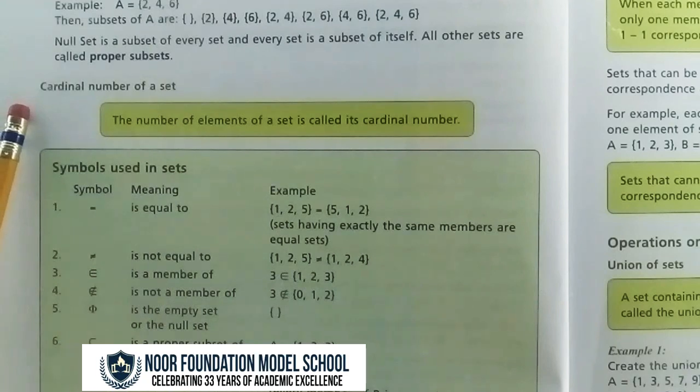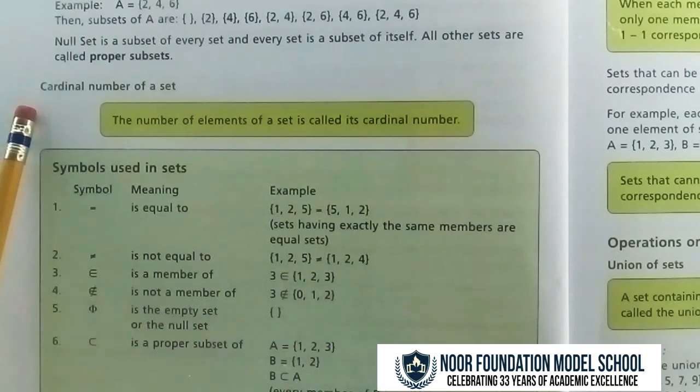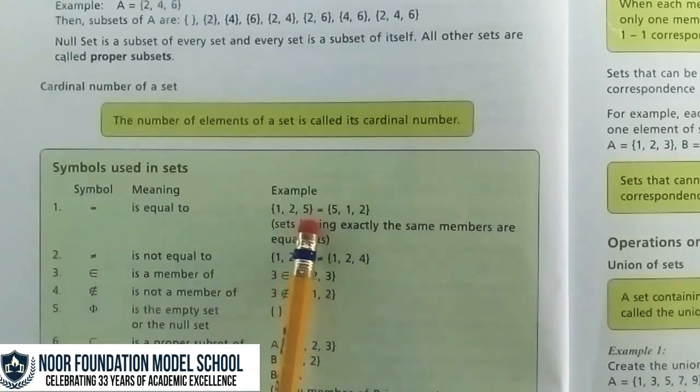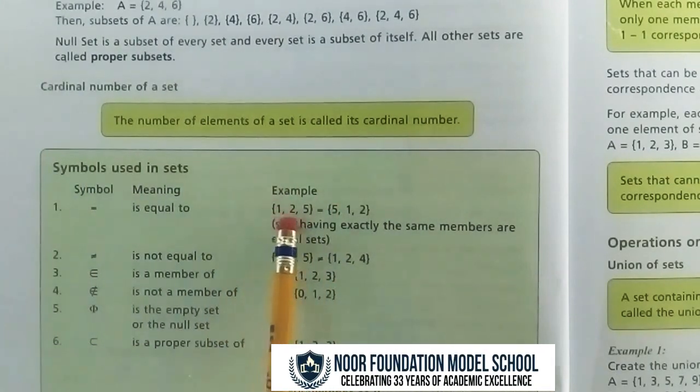Cardinal number of a set. The number of elements of a set is called its cardinal number. For example, look at this set. It has 3 members. Then the cardinal number of this set is 3.